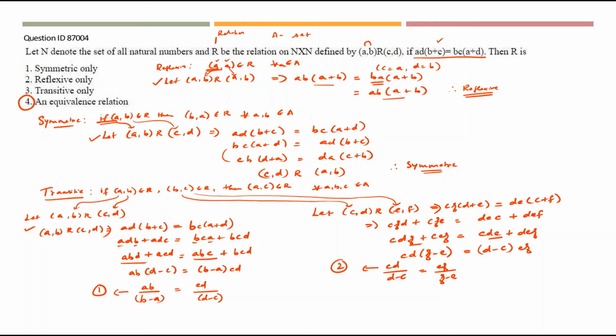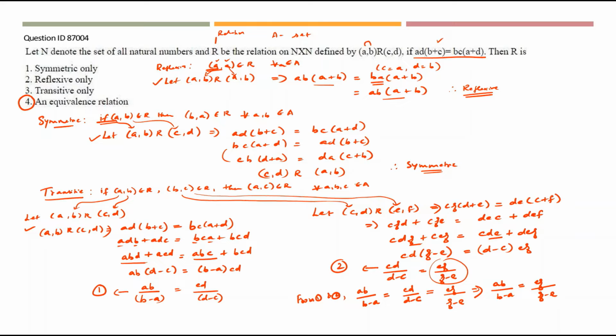From 1 and 2, what we get is AB divided by B minus A is equal to CD by D minus C. So what is CD by D minus C will be this one: EF divided by F minus E, which says that the right hand side has a value in my second equation with another two variables. So this will say AB divided by B minus A is equal to EF divided by F minus E.